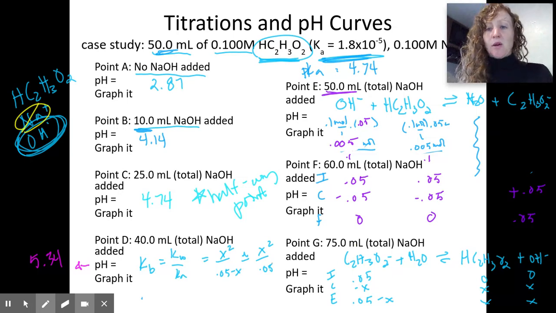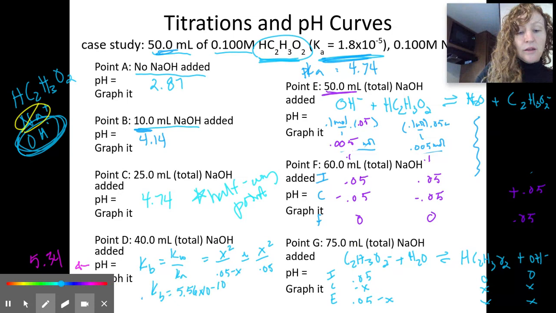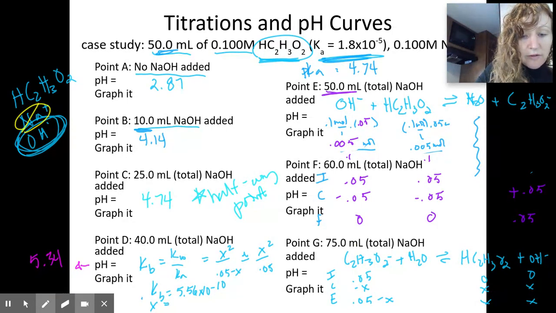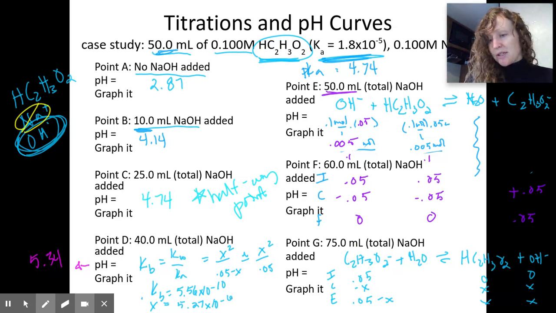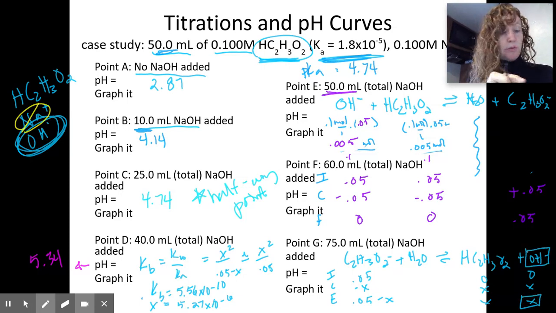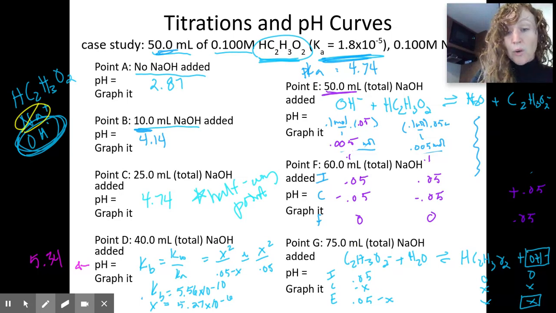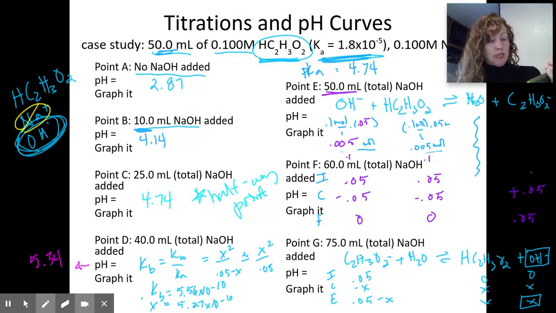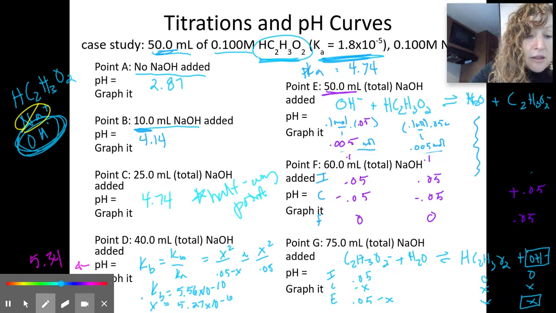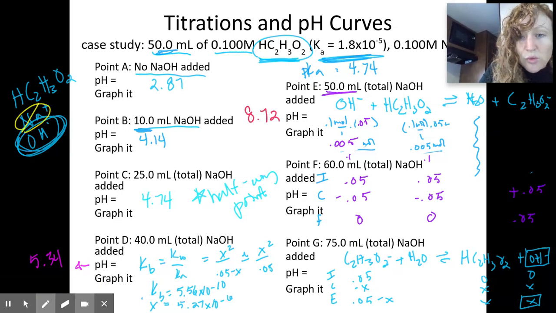Okay, so now I need to calculate my KB and solve for X. All right, my KB is going to be 5.56 times 10 to the negative 10th. My X is going to be 5.27 times 10 to the negative 6. X here is the concentration of OH minus, so negative log of that is going to be my pOH, which is 5.28. So 14 minus that is my pH, which is going to be 8.72. That's my pH.